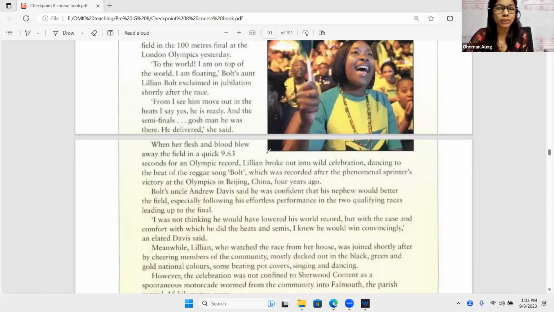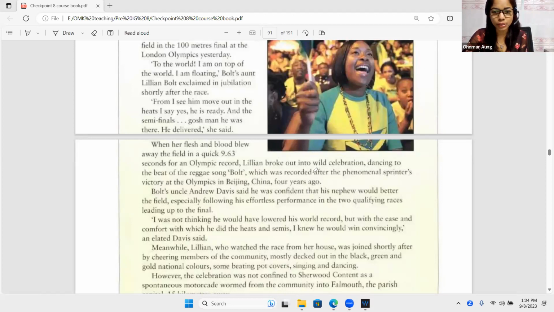One half flesh and blood blew away the field in a quick 9.63 seconds for an Olympic record. Lillian broke out into wide celebration, dancing to the beat of the reggae sound, which was recorded after the phenomenal sprinter's victory at the Olympics in Beijing, China four years ago.